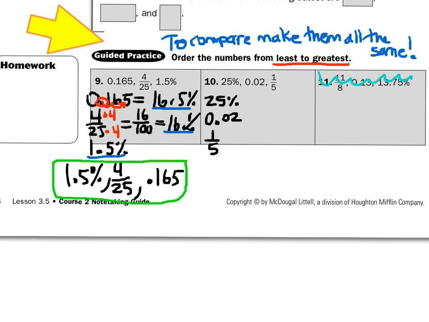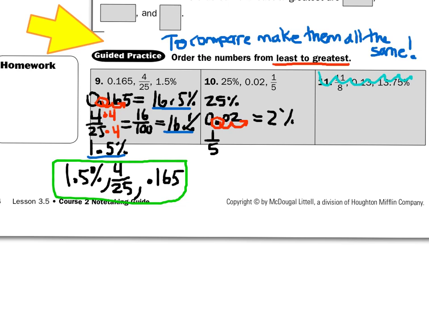So changing them all to a percent was pretty fast. And I think I'm going to do that on number 10 as well. So let me grab my pen here. So 25% I don't have to change. That's already a percent. To change the 0.02 to a percent, it starts as a decimal, so I'm going to grab the decimal point and move it 1, 2 places to the right. So that would make that just 2%.